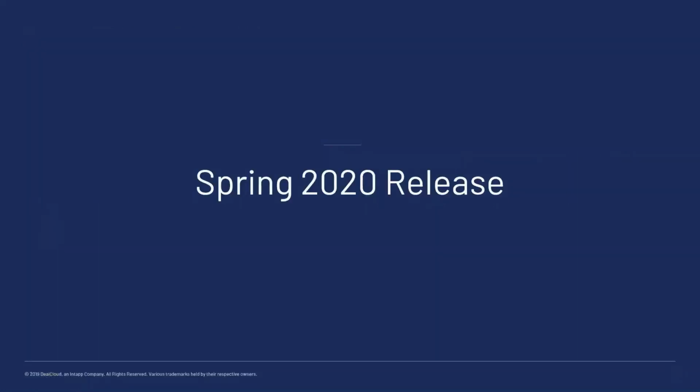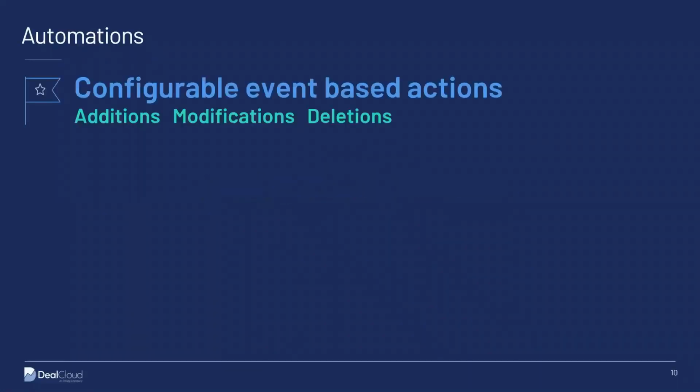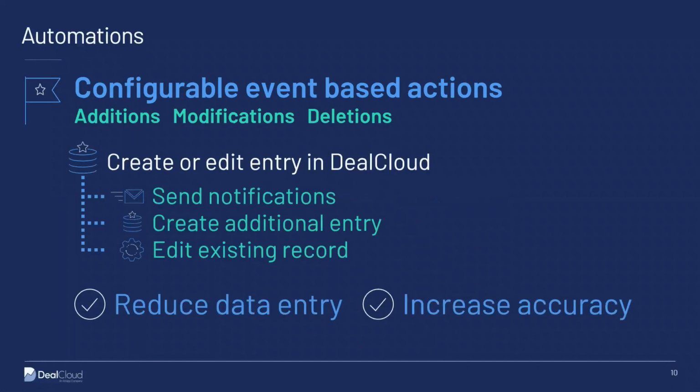Great, so that covers some of what we've shipped recently. Now we'll turn to discuss some of what's to come in our upcoming spring release. We'll start here with automations. This is new functionality that we are very excited to finally introduce to the whole client base. It's been in a limited beta for the last quarter and obviously under development for much longer than that.